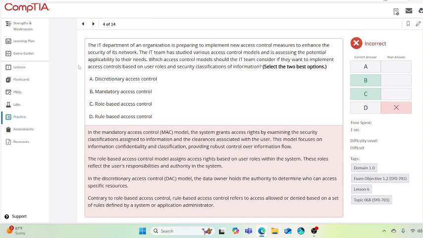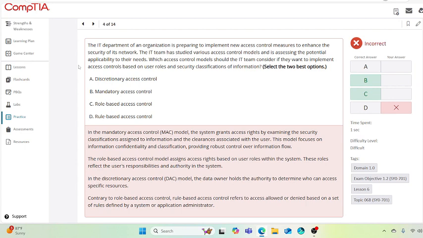The IT department of an organization is preparing to implement new access control measures to enhance the security of its network. The IT team has studied various access control models and is assessing the potential applicability to their needs. Which access control models should the IT team consider if they want to implement access controls based on user roles and security classifications of information? Mandatory access control and role-based access control.